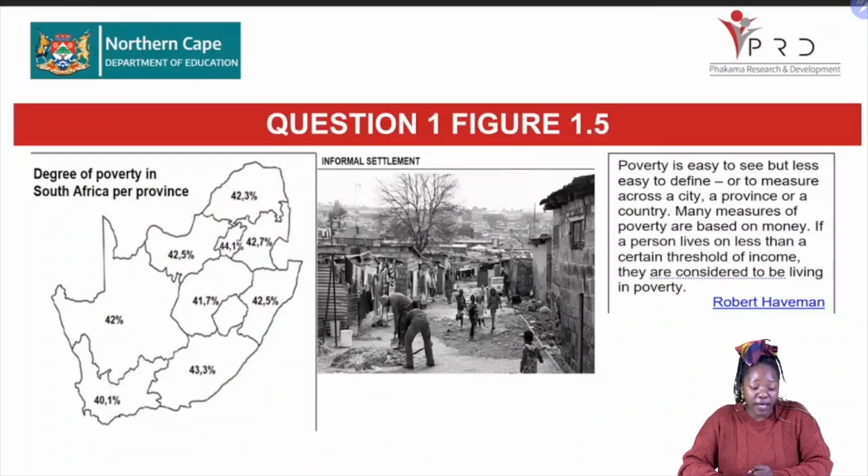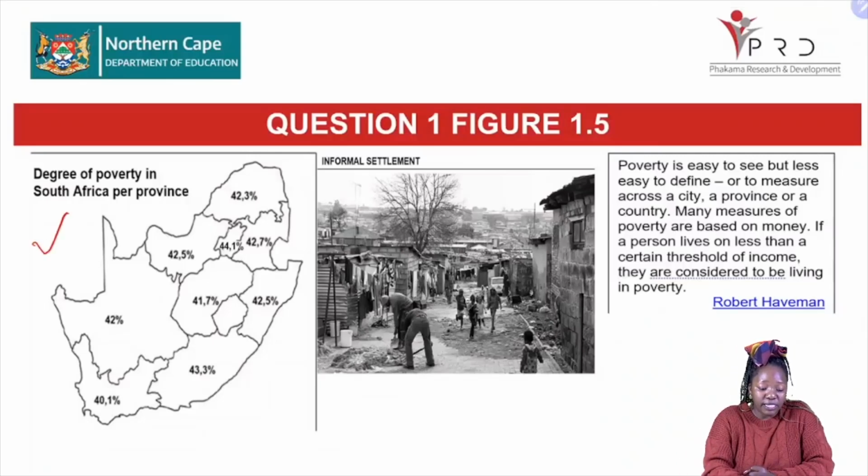Figure 1.5 is based on the informal settlement. So there you are given the map of South Africa with the percentage or the degree of poverty in South Africa per province. So it is important to know your map of South Africa so that you can be able to tell which province we're talking about.